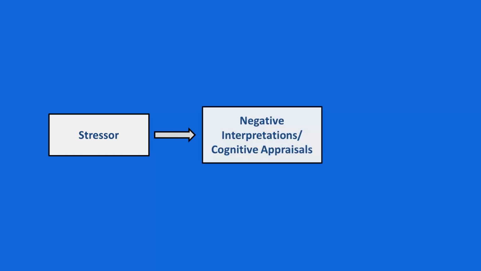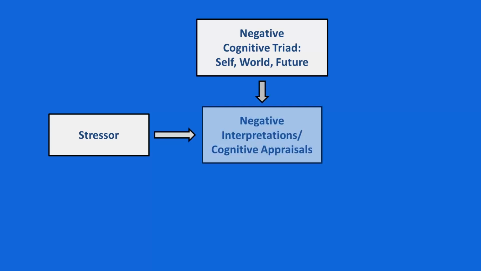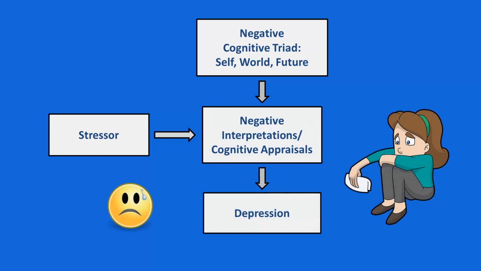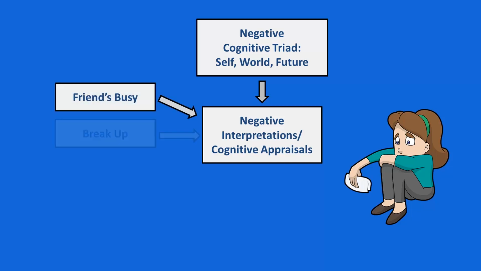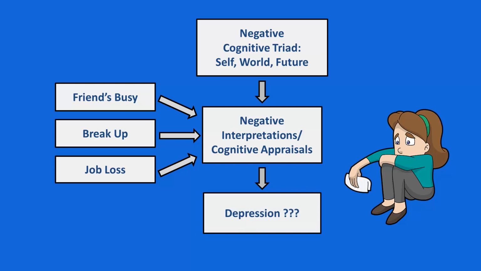And so it's not the stressor alone that determines our cognitive appraisals about the situation, but how that stressor interacts with our core beliefs. If we have that negative cognitive triad of negative core beliefs, we end up interpreting situations like this in very negative ways that feel really bad and can set us up for becoming depressed. But these negative cognitive appraisals alone aren't enough to make us depressed. Whether or not we become depressed will also depend on the nature of the stressor or negative experience or life event that we're exposed to.